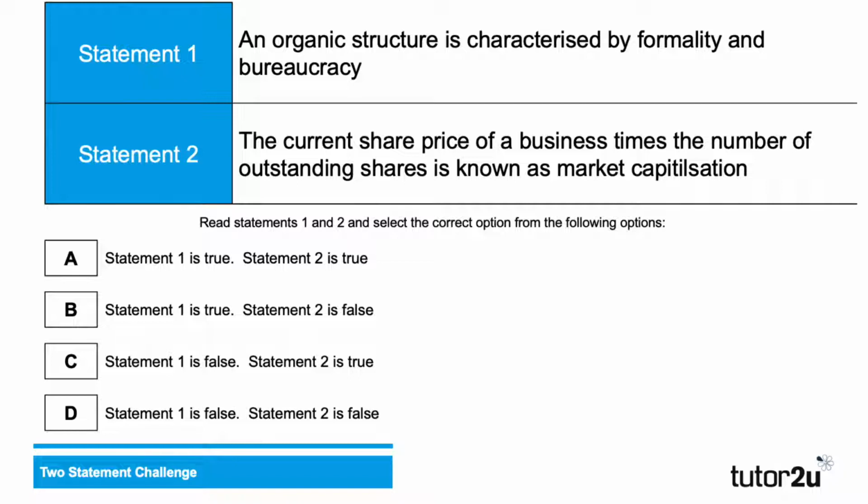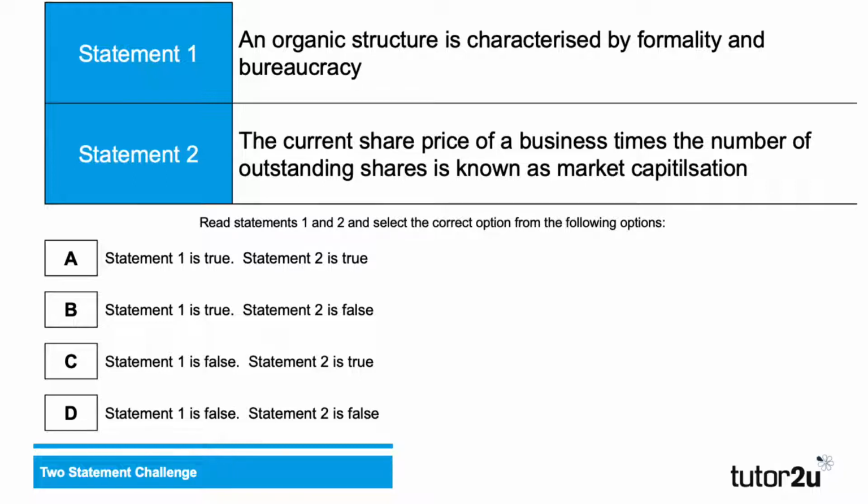If you think they're both true, put A. If you think one is true, two is false, put B. If one is false and two is true, put C. And if you think they're both false, put D. Answers in the chat window, please. A, B, C, or D. So organic structures and market capitalization.